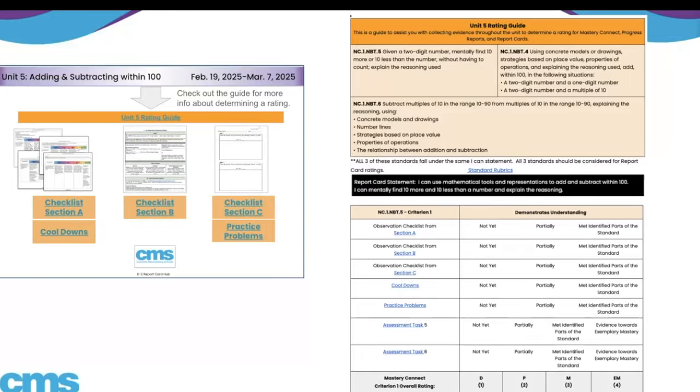You will also find exemplary mastery tasks to help you determine if a student is demonstrating mastery or exemplary mastery of the standard. Not all students will need to be offered these exemplary mastery tasks, but they are available if students are consistently displaying mastery. The rating guide is in Mastery Connect to help you keep track of standard ratings for progress reports and report cards.